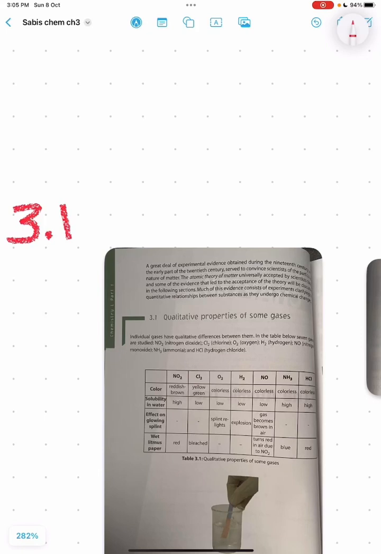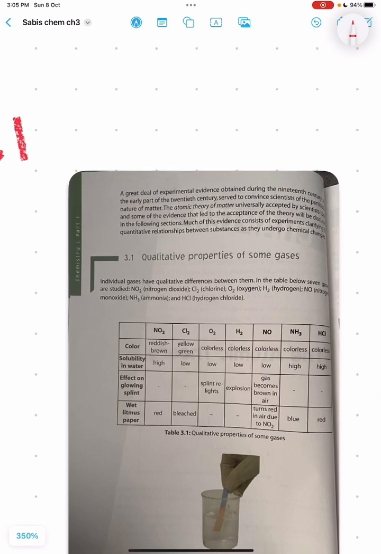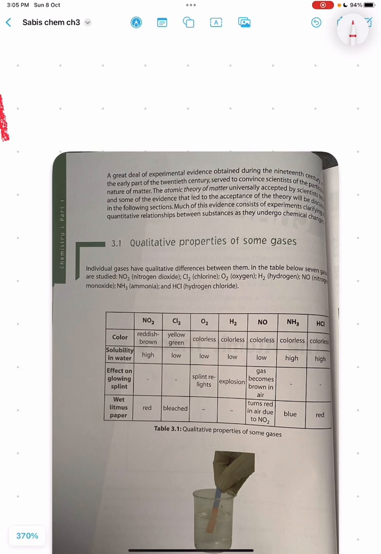So this week we'll have chapter 3 starting from section 1. In section 1 there isn't a lot to explain, there's just memorizing stuff. We have qualitative properties of some gases, meaning how do they appear to us, some of their properties such as one of the easiest examples, color, and solubility in water. So number 1 is color, number 2 solubility in water, when it dissolves in water, whether it has high solubility.